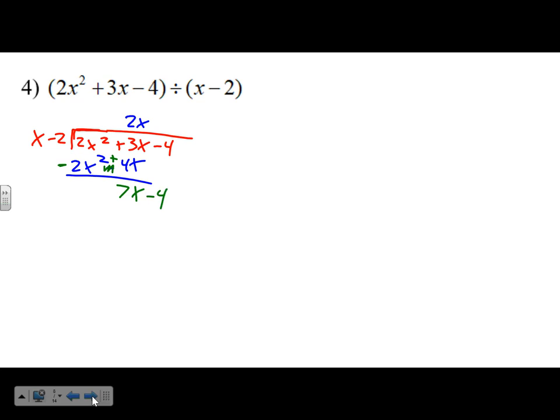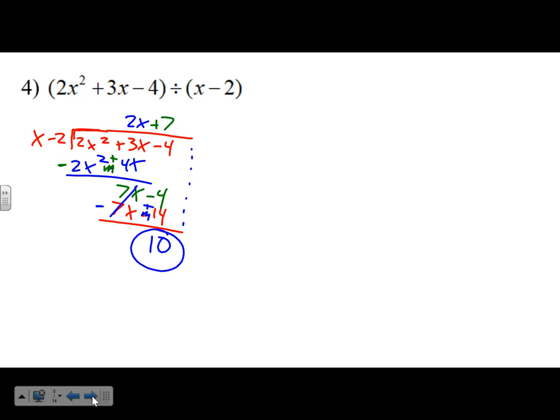What times x is 7x? So that's positive 7. When we multiply that out, we get 7x minus 14. Change your signs, negative, positive, those cancel. We end up with positive 10. There's nothing else to bring down here. So this is where this one wasn't a nice even factor, just like I told you before. The example I used is 3 is a factor of 21 because 21 divided by 3 has no remainder. But 3 is not a factor of 41 because 41 divided by 3 has a remainder. So here, we get a remainder of 10.